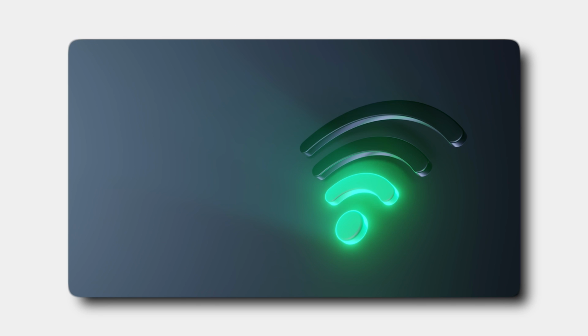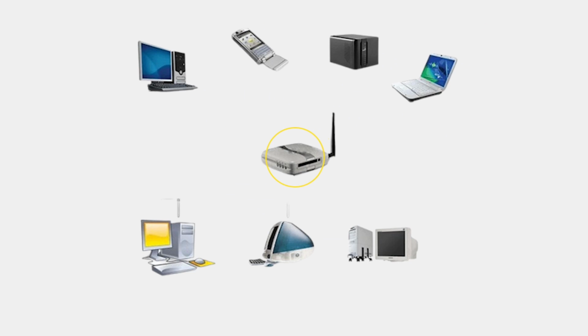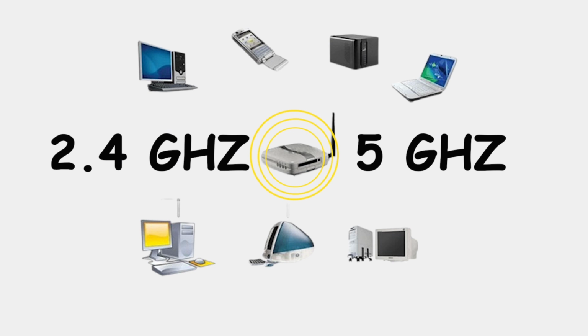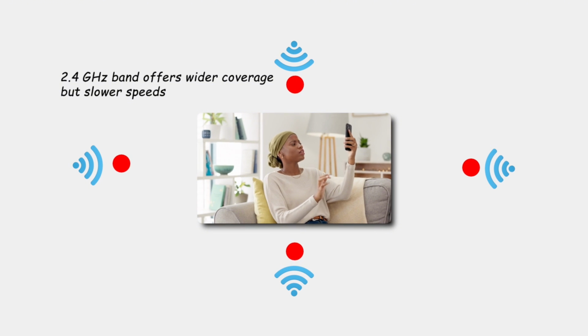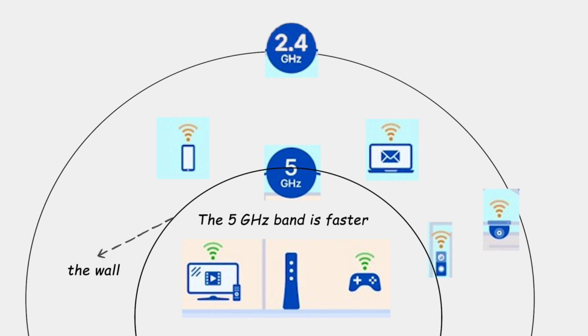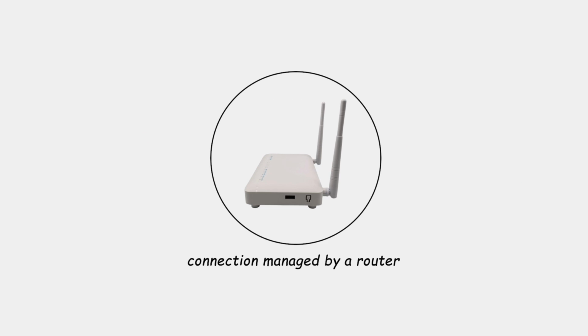Wi-Fi. Wi-Fi is the most common wireless technology used to connect devices to the internet without physical cables. It transmits data using radio waves in two frequency bands, 2.4 GHz and 5 GHz. The 2.4 GHz band offers wider coverage but slower speeds. The 5 GHz band is faster but has a shorter range and doesn't pass through walls as easily. When you connect your phone or laptop to Wi-Fi, you're joining a local wireless network, typically managed by a router.